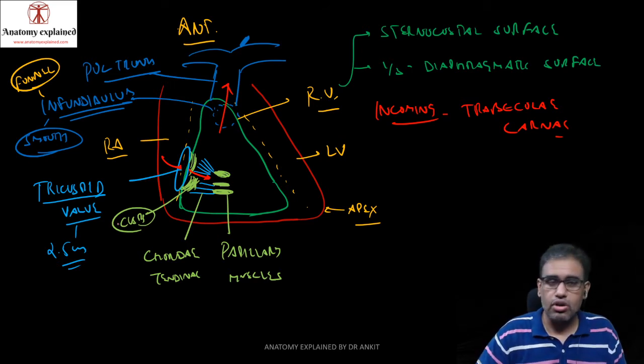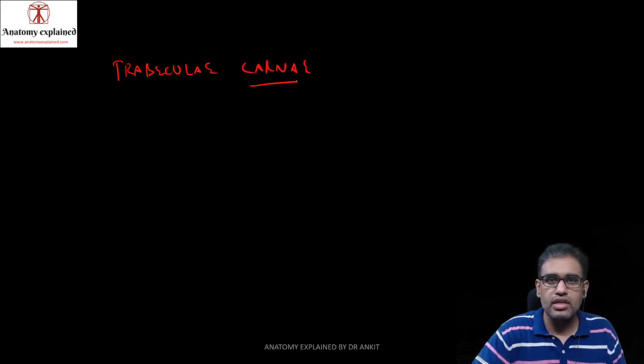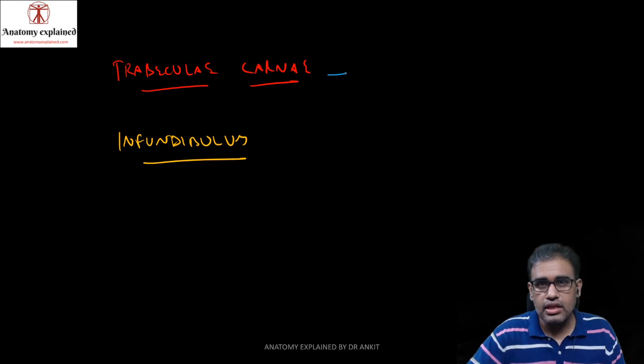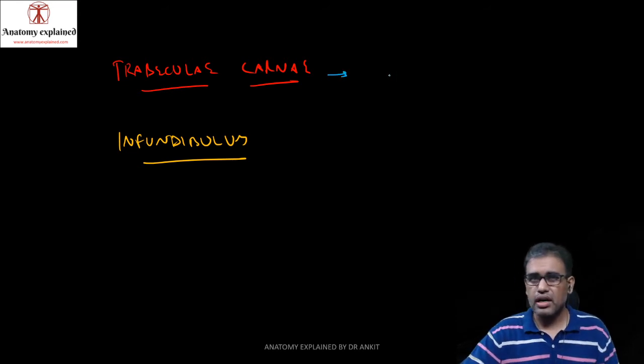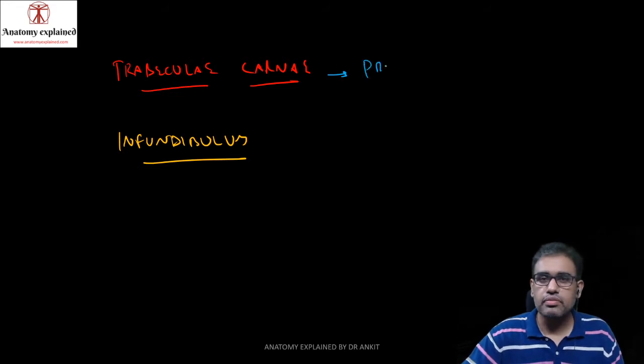Now a little bit of embryology also over here. The incoming part, that is the trabeculae carneae, which is roughened due to various muscles, and the outgoing part, which is the infundibulum, are embryologically formed from different structures. The incoming, muscular or roughened part of the right ventricle is formed by the proximal 1/3 of the bulbus cordis.